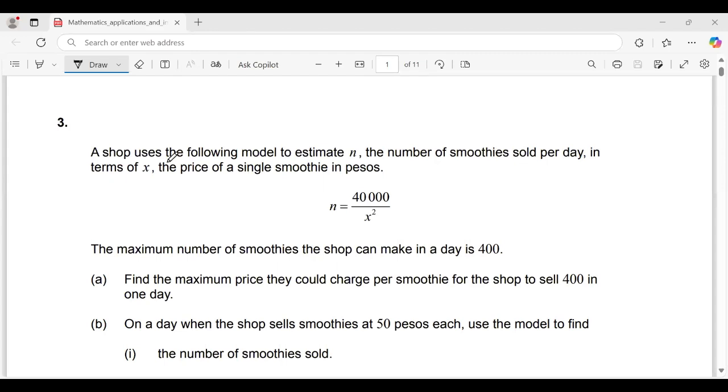Number three. A shop uses the following model to estimate n, the number of smoothies sold per day in terms of x, the price of a single smoothie in pesos. The equation is n equals 40,000 over x squared. The maximum number of smoothies the shop can make in a day is 400. Find the maximum price they could charge per smoothie for the shop to sell 400 in one day.